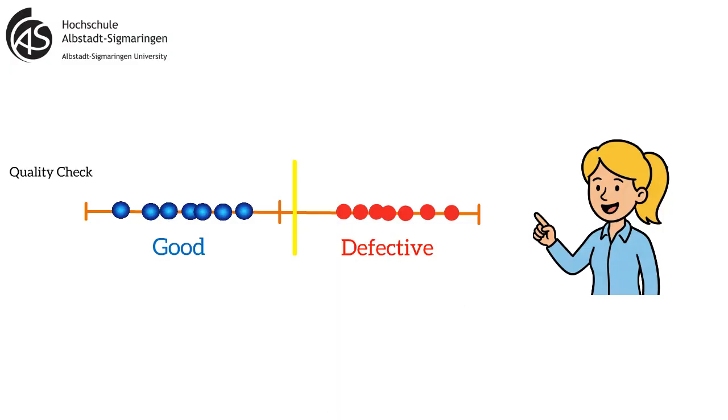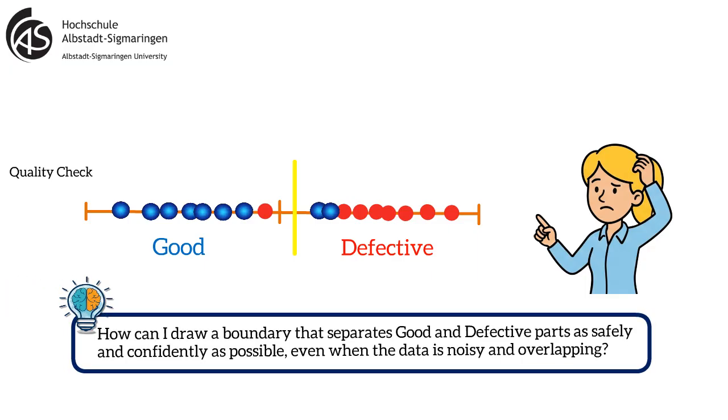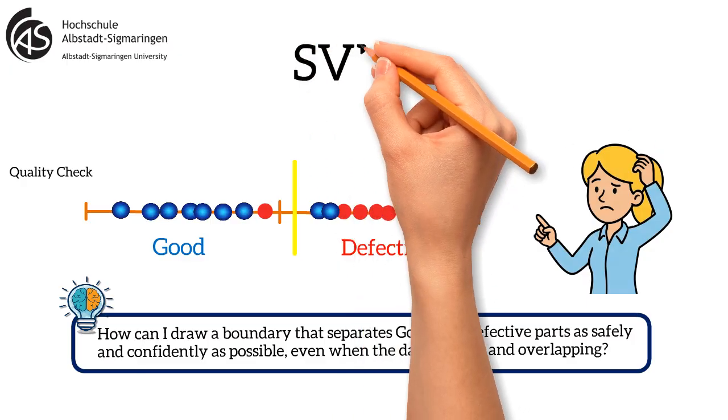But as the factory produced more and more parts, the data became messy. Some points were borderline, some regions overlapped, and the simple straight line was no longer enough. So Mia has a question. How can I draw a boundary that separates good and defective parts as safely and confidently as possible, even when the data is noisy and overlapping? This is where support vector machines come in.